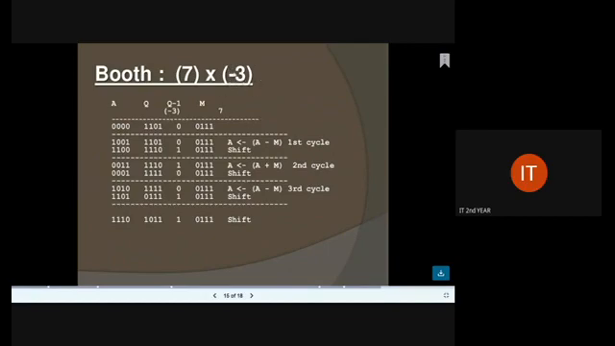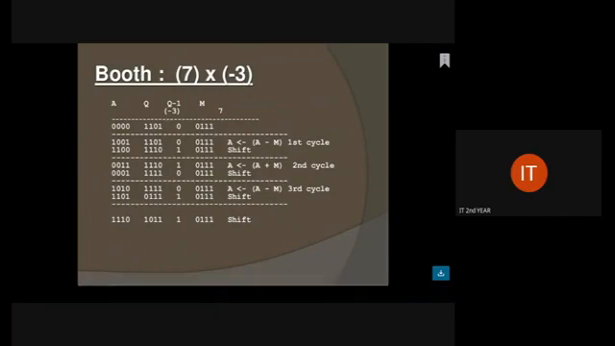So we are going to convert that value 3. The binary equivalent of 3 is 0 0 1 1. We are going to take the 2's complement value of 0 0 1 1 and use that 2's complement value in this particular procedure.